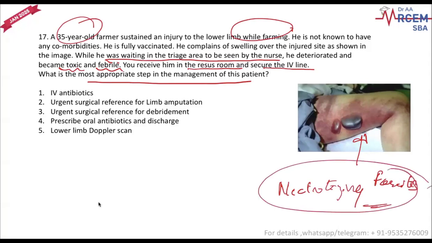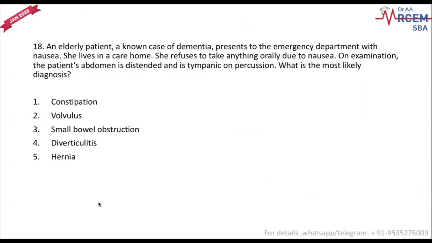In necrotizing fasciitis, step one is always debride as soon as possible. So involve urgent surgical reference for debridement. This is step one, followed by step two, giving IV antibiotics. Always step two is IV antibiotics. This we have covered already in the dermatology chapter.